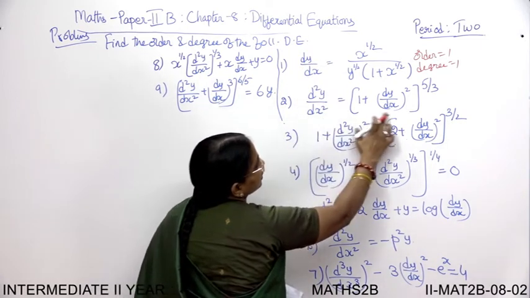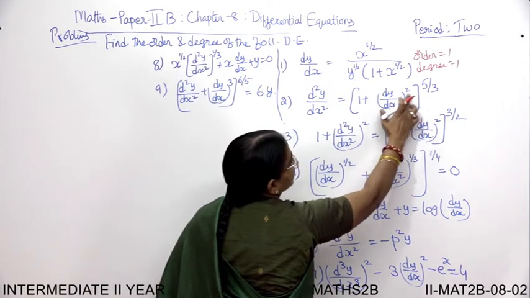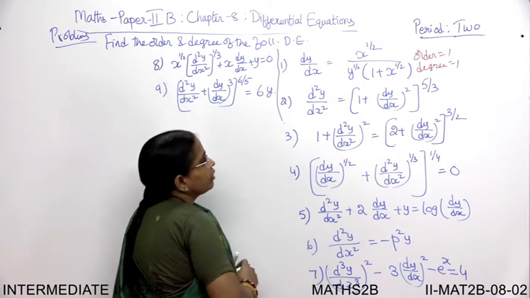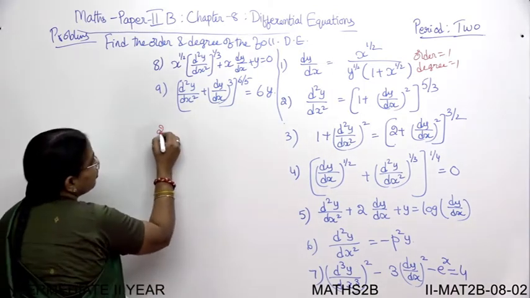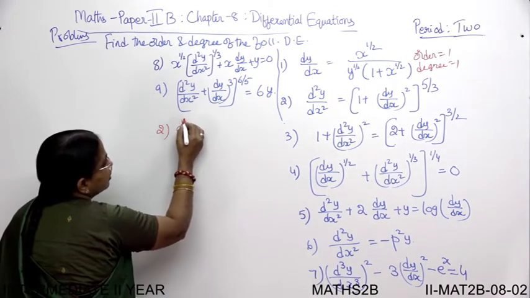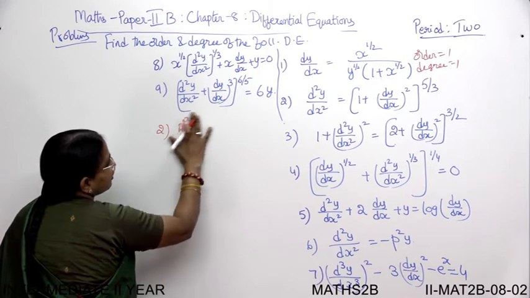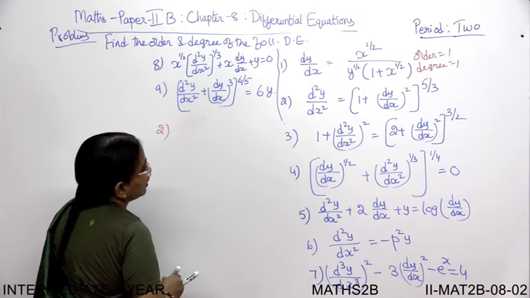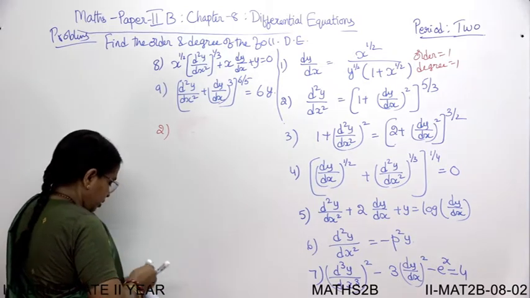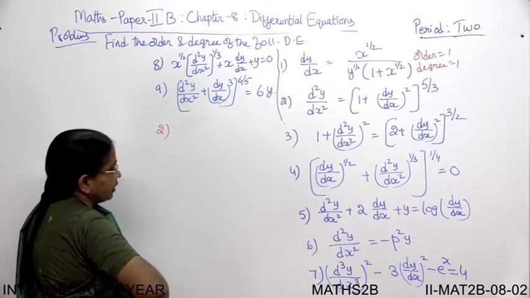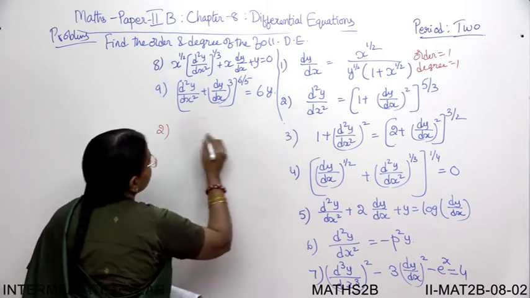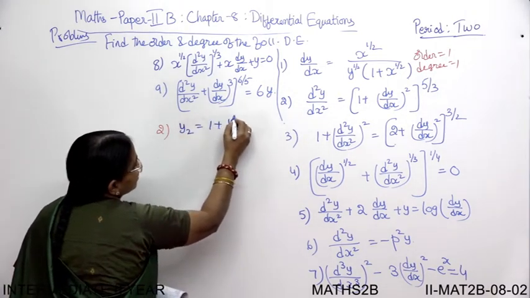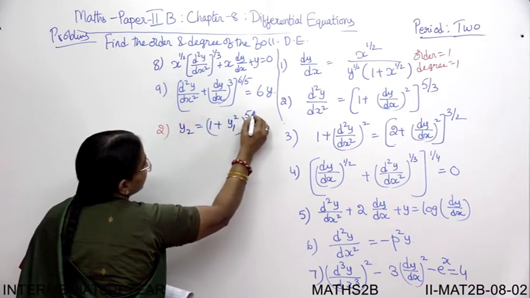Here if you see, you have the power as 5 by 3. For the derivative also you have the power as a fraction. So what will you do in the second problem? You will cube on both sides. So d square y by dx square, I'll write as y2, y1 like that. Then it will be easy for us to simplify the equation. So I'll write d square y by dx square as y2 is equal to 1 plus y1 square whole to the power 5 by 3.